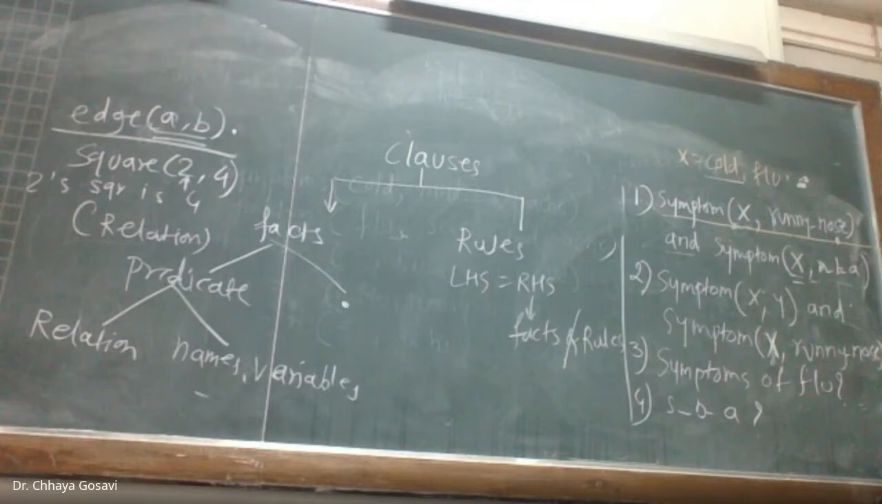So a finite set of facts constitutes a program. In Prolog, a program is nothing but a set of facts and rules. Rules are optional; you can write a program with only facts, like here with symptoms. Rules are implications that are stated in the consult operation. So let's take one more example.